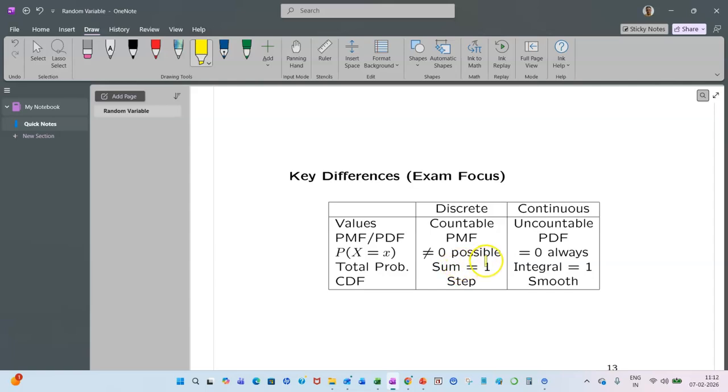Total probability sum equal to 1. For a discrete variable, the total probability equals 1, the sum equals 1. For a continuous variable, the integral equals 1. The total probability is 1. The CDF will be a step function in case of discrete random variables, and it's a smooth function for continuous random variables.